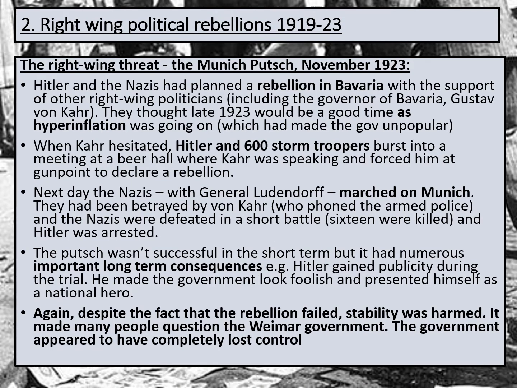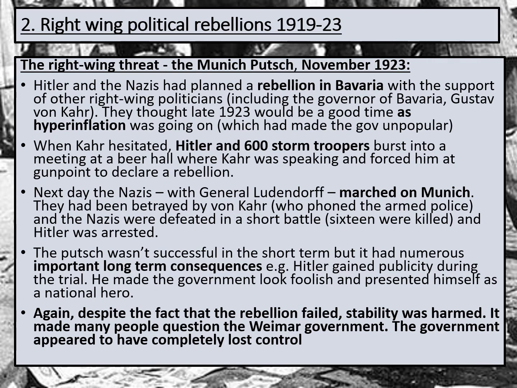And finally, a rebellion that I hope you're pretty familiar with. So this is the Munich Putsch of November 1923. So Hitler and the Nazis had planned a rebellion in Bavaria in southern Germany. And he had the support at this point of other right-wing politicians from other political groups, including the governor of Bavaria, Gustav von Kahr. Now, of course, that gave the Nazis a huge amount of credibility if they've actually got the governor, the boss of that area.